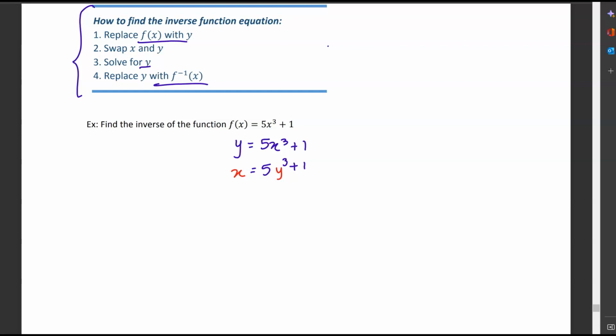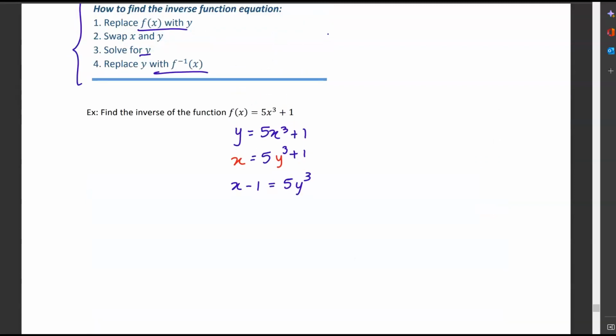Let's move that plus 1 over, so I have x minus 1 equals 5y cubed. Now I'm going to divide both sides by 5, and then I have y cubed equals x minus 1 over 5. So how do I get rid of that cubic root? I need to take the third root of that, so I can raise that to the 1/3. Or I could take the third root, so this is the same thing as taking y to the third and taking the third root of that. So these are the same thing.